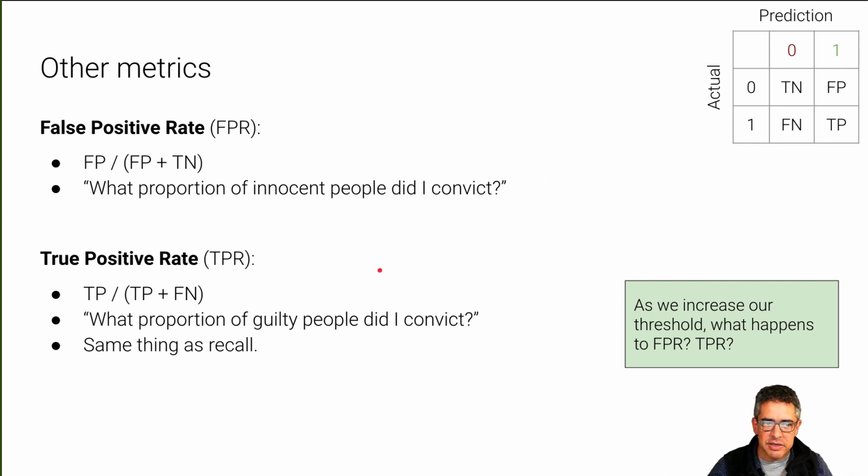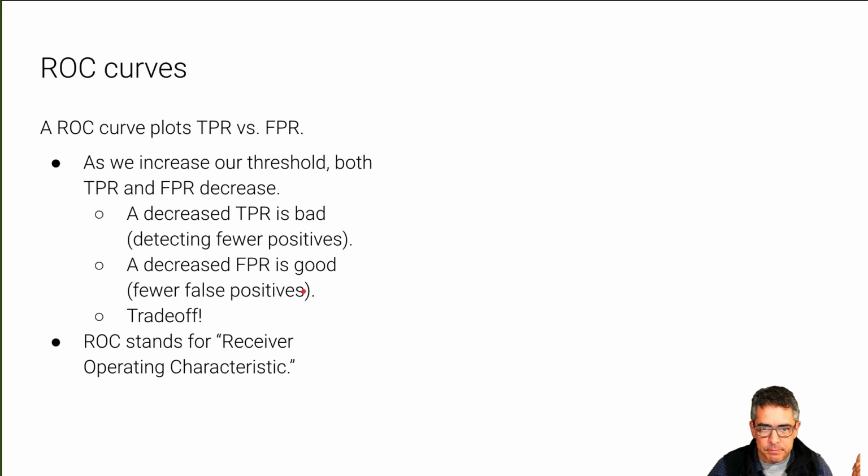The true positive rate is another name for recall. We've already seen it. It's the ratio of true positives over this row of the table. True positive rate is just recall, but these are two related metrics.